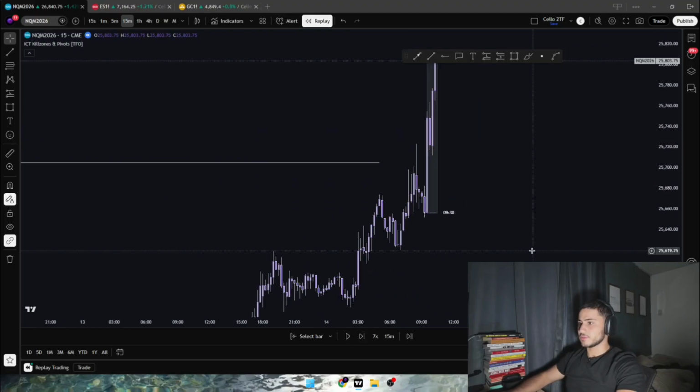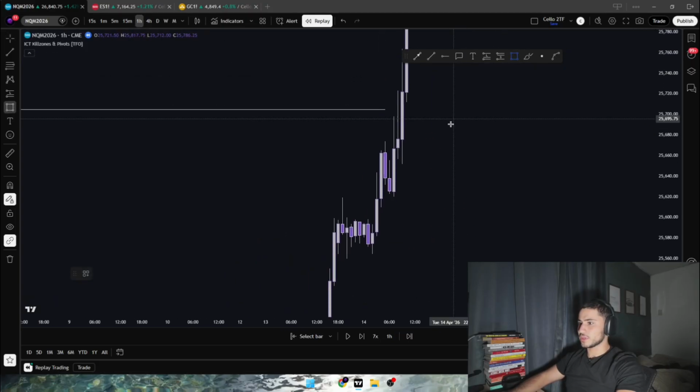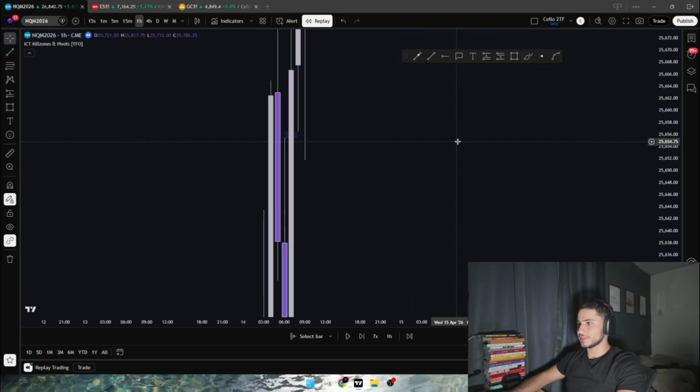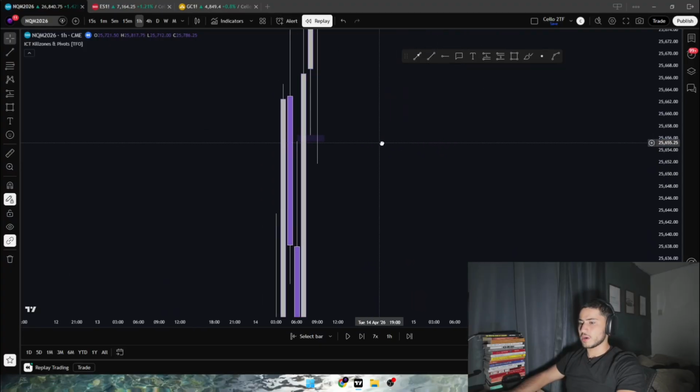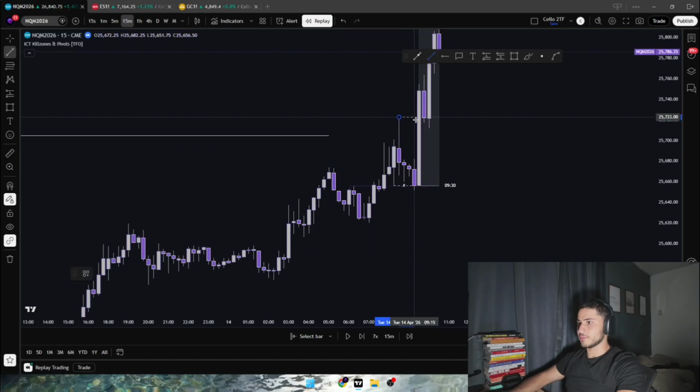Right here at the open we can see we tapped into this 1 hour. It's a very tiny gap, but we tapped into this 1 hour gap right there, and also sweeping these lows. And what do? We break above this.